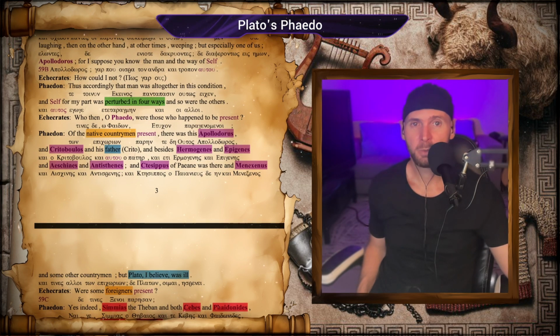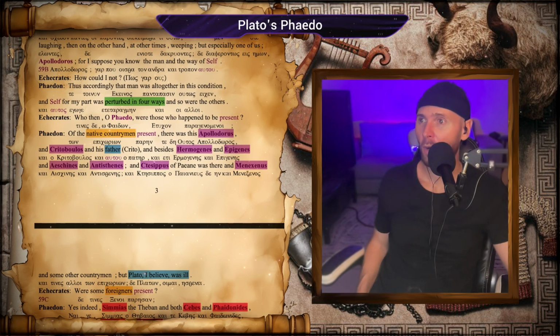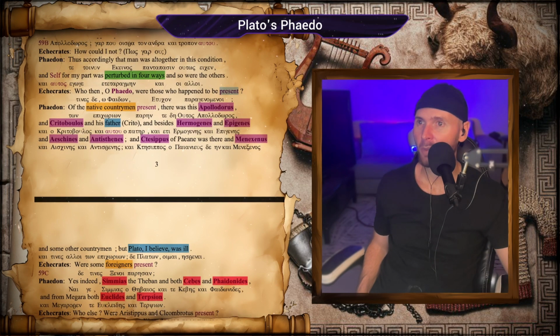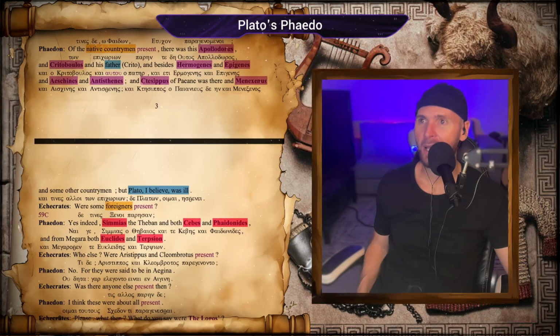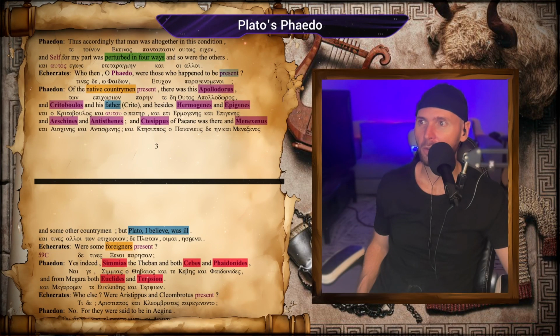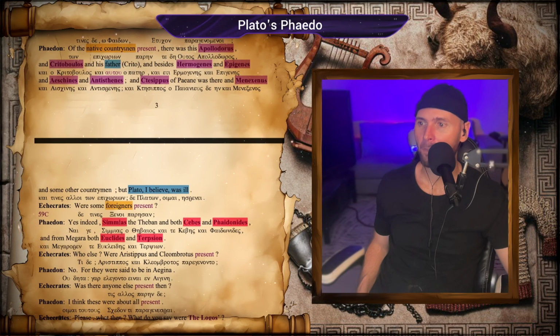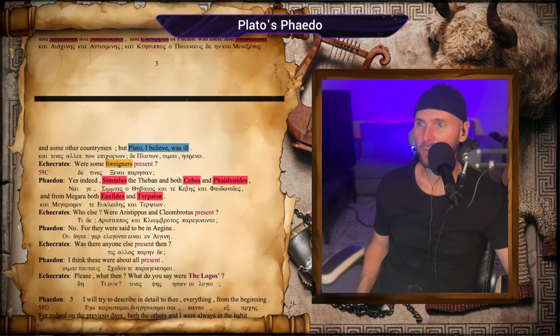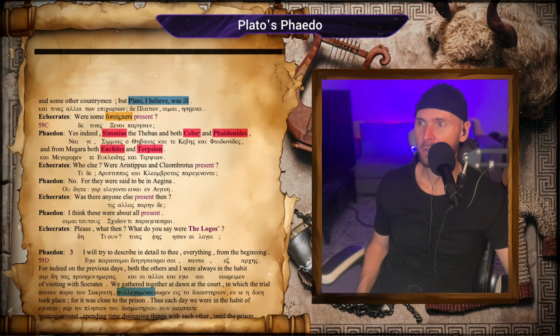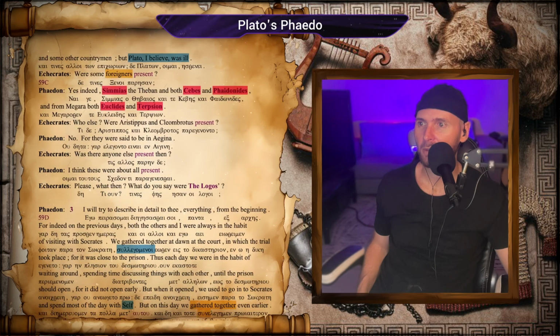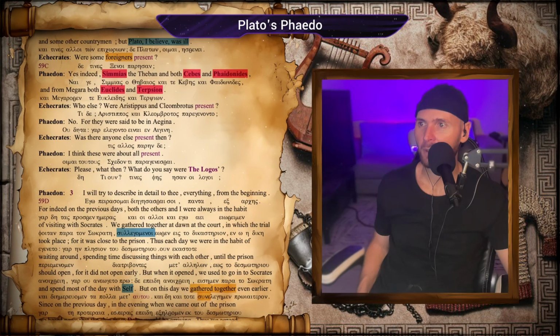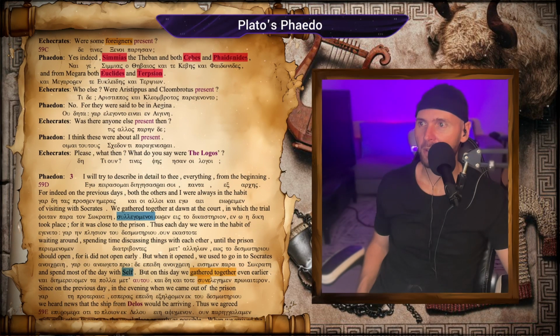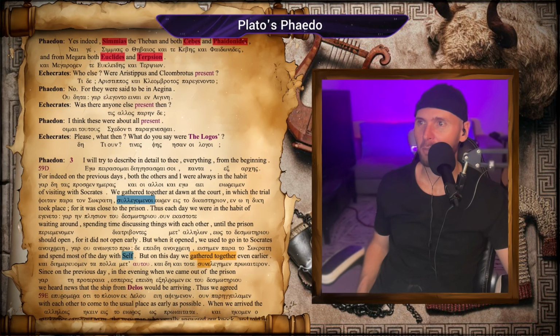A good thing we went on that hunt, because we got that cool quote from the Republic, and especially from this one. Who then, O Phaedo, were those who happened to be present again? Of the countrymen present, we have our list of 8. This pair, 1, 2, 3, 4 pairs. 8. Plato was ill. Were some foreigners present? Yes. 1, 2, 3, 4, 5. Who else were there present? No. Was anyone else present? I think these were all as present. Okay. Again, present. So present is huge.